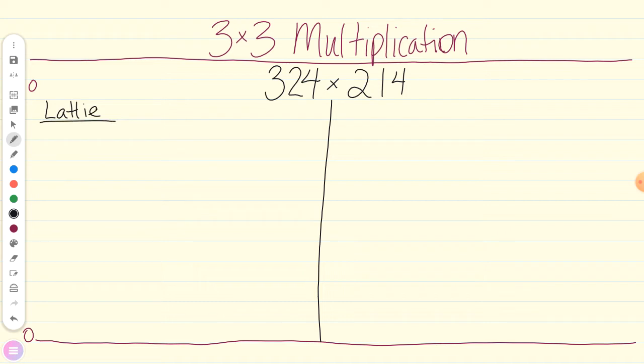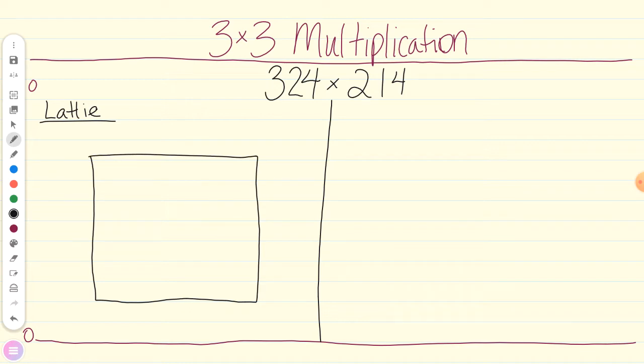Who can help me set this one up? Mila? First draw a box. Okay, first I need my box. Okay, how do I know how many boxes I need inside my box? 3. I need 3 vertical and 3 horizontal. Okay, so how many lines do I need to draw? 2 each direction, right? If you need 3 boxes, you draw 2 lines. If you need 5 boxes, you draw 4 lines. It's always 1 less than the number you need.